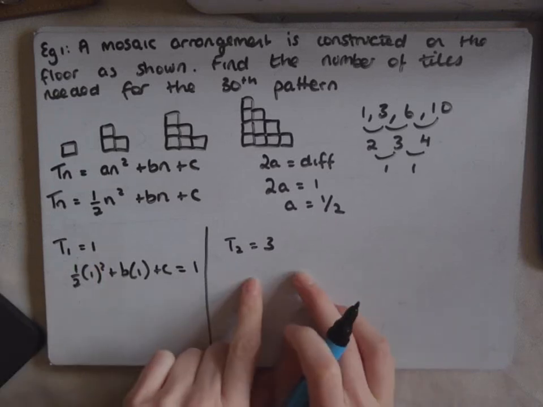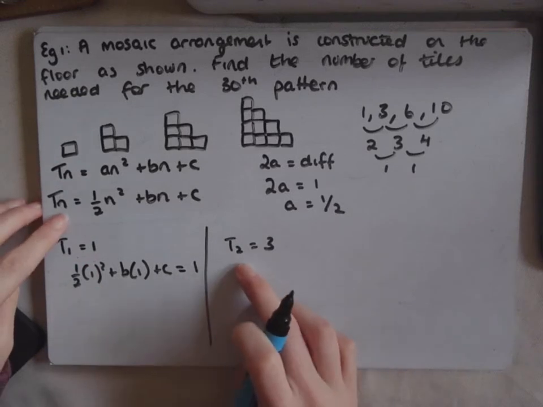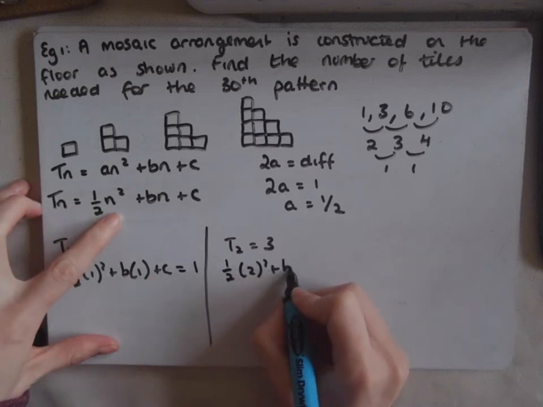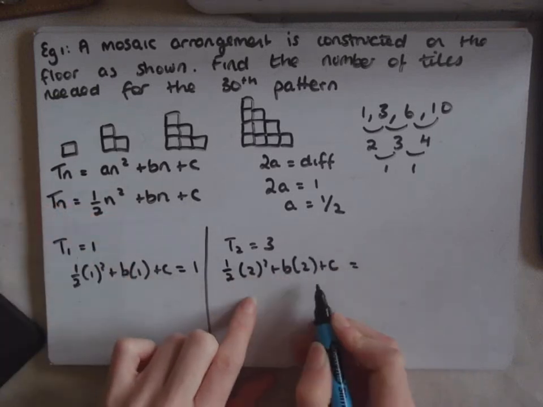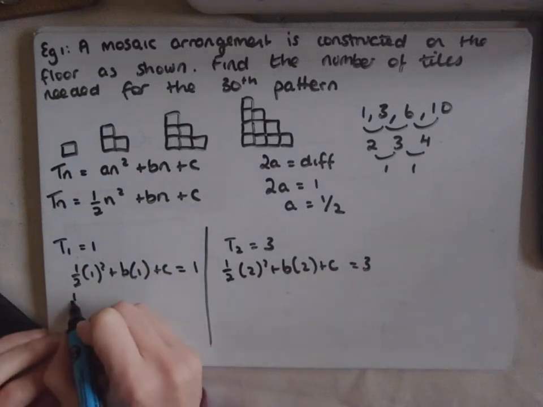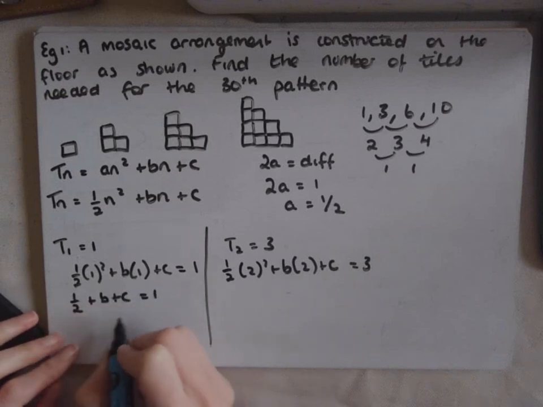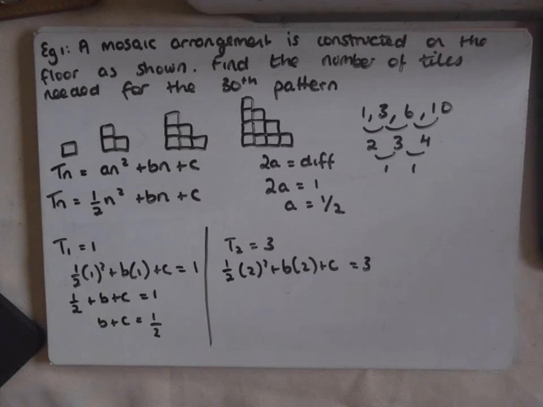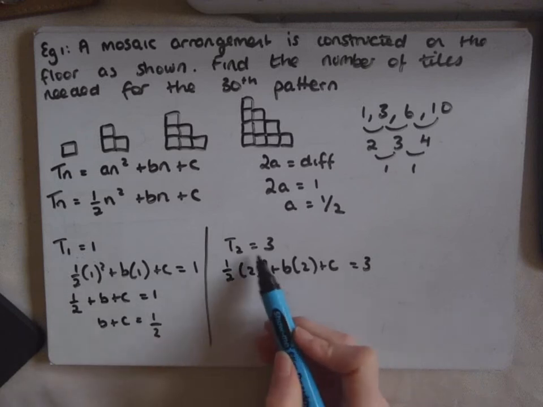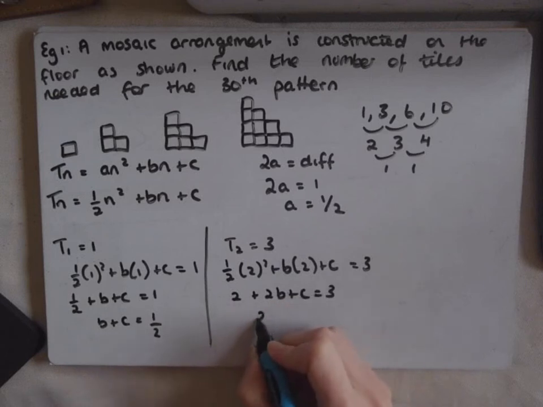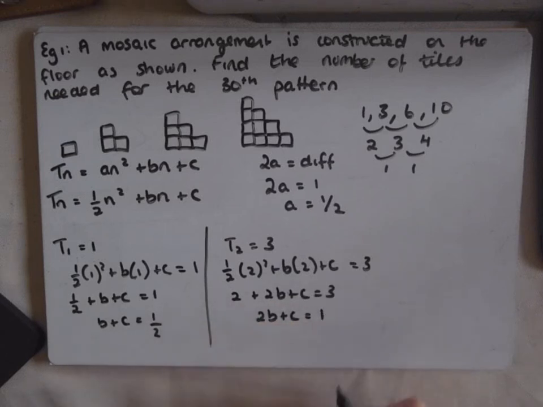And on this side, you're doing the exact same thing except it's T2. So anywhere you see n, you're putting in 2. A half 2 squared plus b times 2 plus c. And you know when you fill in 2, your answer is 3. So you get a half plus b plus c is 1. b plus c is a half, just bringing that half over and making it a minus. And then here, 2 squared is 4, half of 4 is 2, so 2 plus 2b plus c is 3. 2b plus c is 3 take 2, which is 1.